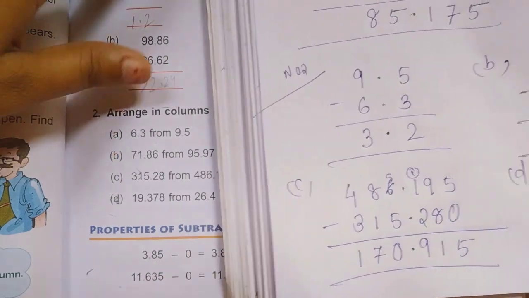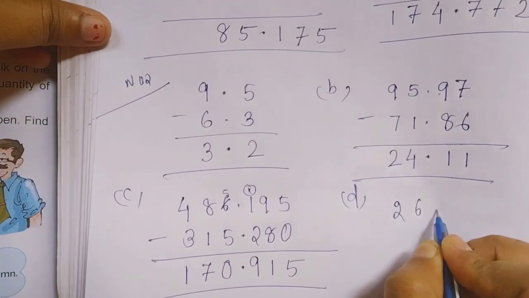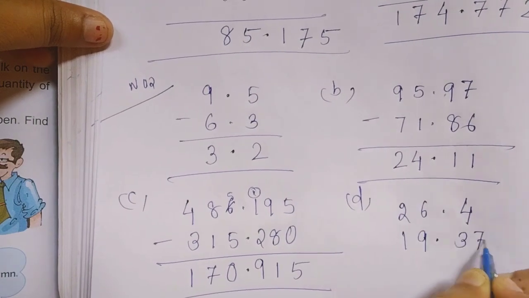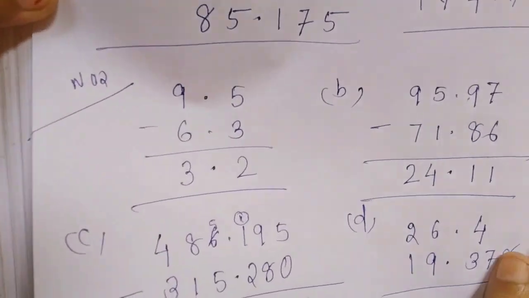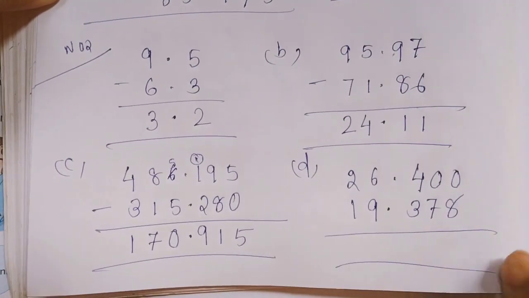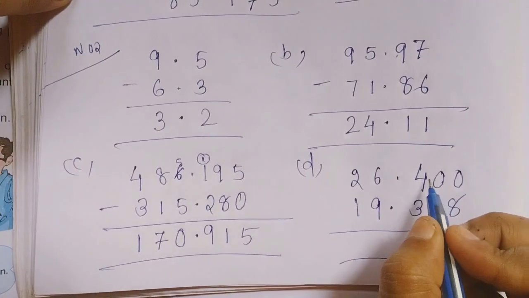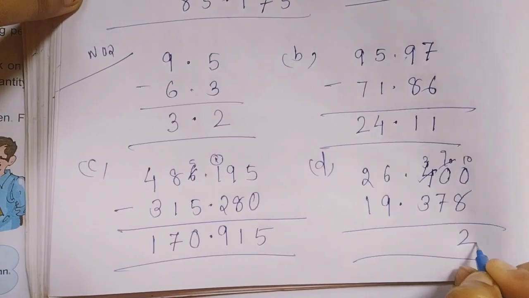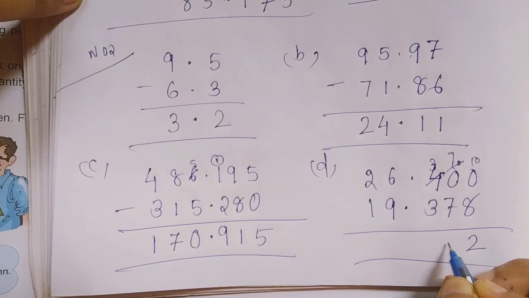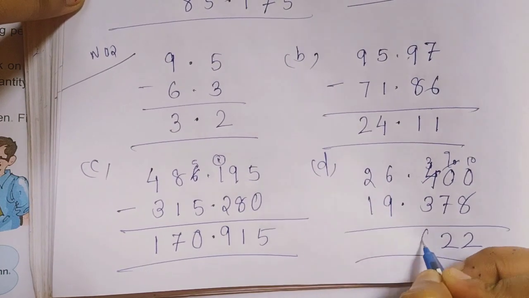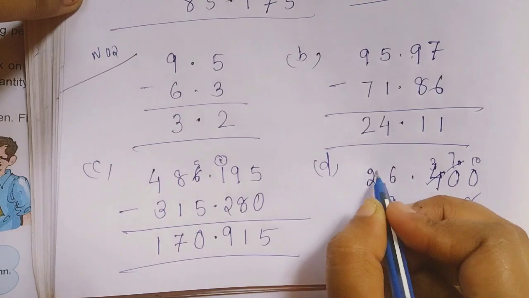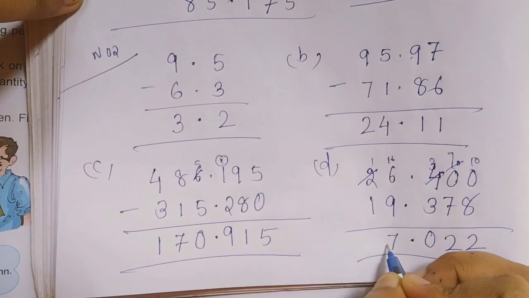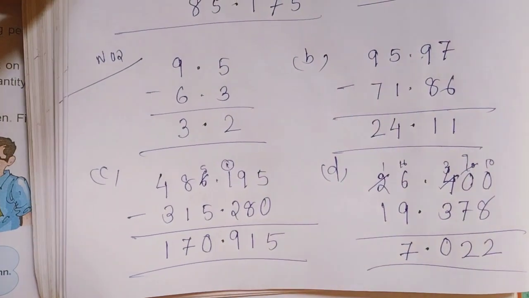Then next, D. 19.378 from 26.4. First I write the largest number, 26.4. Then 19.378. Then you convert to like terms. So we put 2 0. 0 minus 8, you cannot subtract it. We borrow. Then 10 minus 8 equals 2. 9 minus 7 equals 2. 3 minus 3 is 0. Then we put the decimal. 6 minus 9, we cannot subtract it. So we borrow. 16 minus 9 equals 7. 1 minus 1 is 0. Then 7.022.